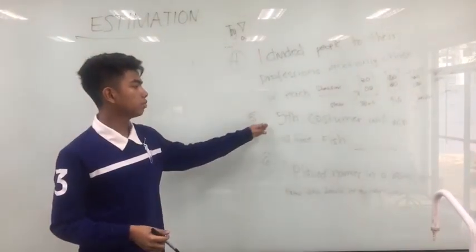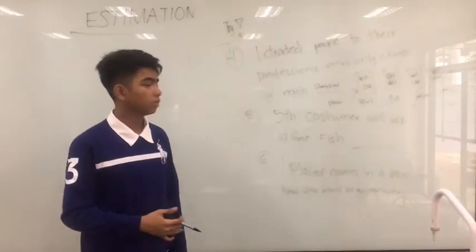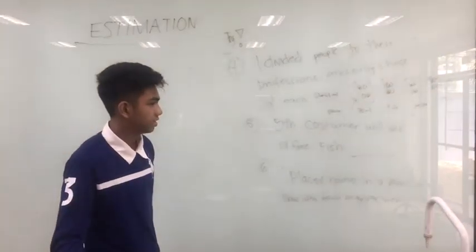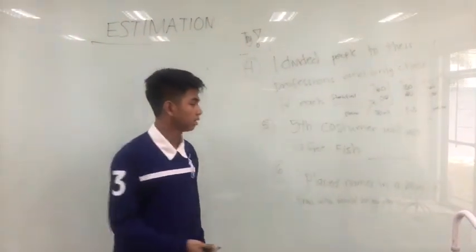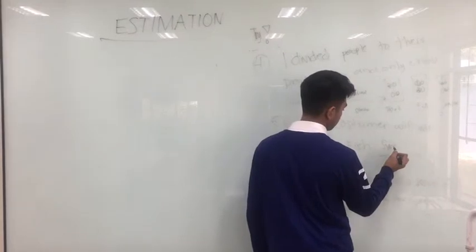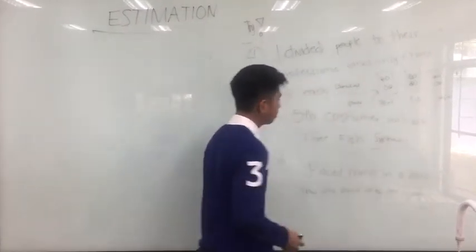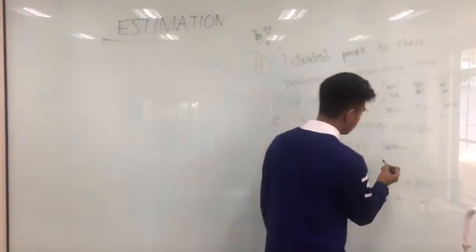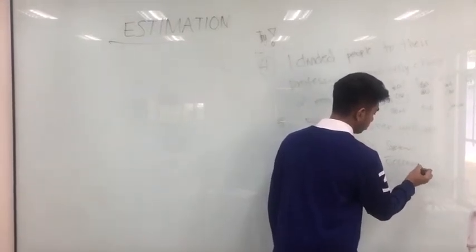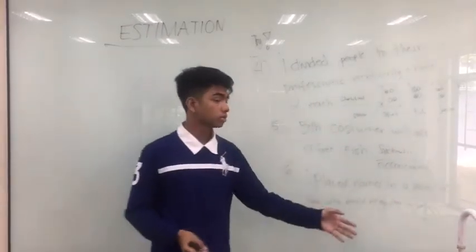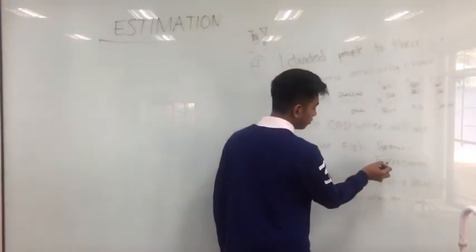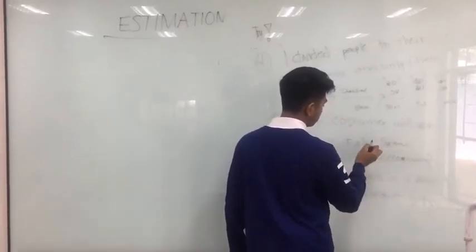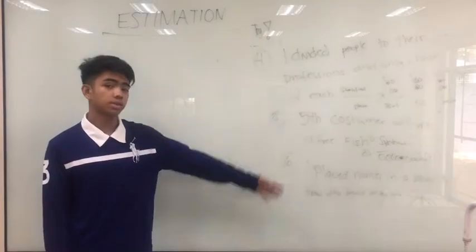Next, every 5th customer will win a free fish. So what is it? So this is systematic. Why? Because every 5th customer will win a free fish. So example, 1, 2, 3, 4, 5, 1, 2, 3, 4, 5. Every 5th customer will win a prize or a fish. 1, 2, 3, 4, 5, she wins a fish. And 1, 2, 3, 4, 5, she wins a fish. So it's systematic.